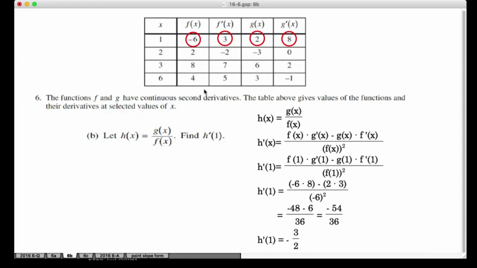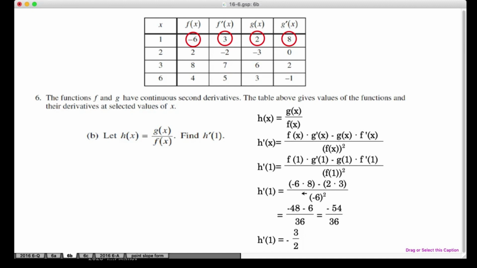So f of 1, go back to the table, f of 1 is minus 6, okay, times g prime of 1, so here's 1, g prime is over here is 8, so it's minus 6 times 8, minus, we have g of 1, here's 1, g of 1 is 2, and then it's going to be minus f prime of 1, here's 1, f prime of 1 is 3, so it's 2 minus 3, so this becomes 2 times 3, excuse me.